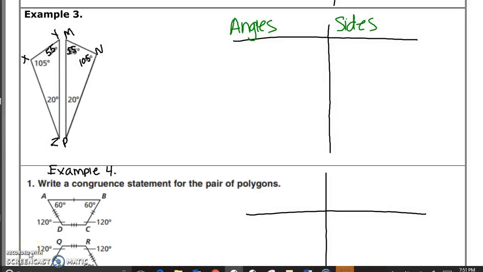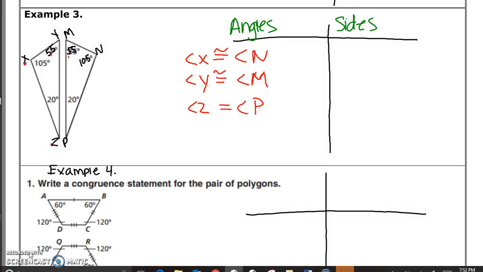Okay, back at example 3. So we need to write some correspondence statements and some congruence statements. So let's start with the angles. We have angle X, that's 105, and that's congruent to angle N. And then we have angle Y, that's 55 degrees, which is congruent to angle M. And then we have angle Z, that's 20, which is congruent to angle P.